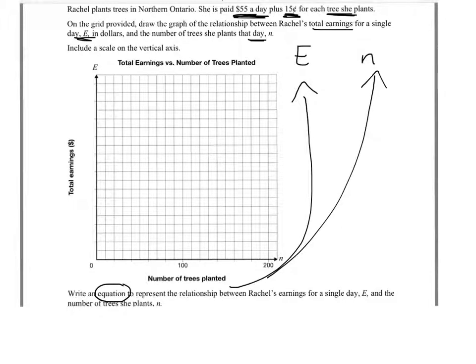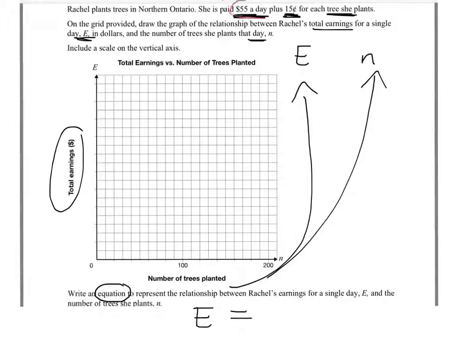So how would you show, okay, think about it. We're trying to figure out how much money she earns. And it's on the y-axis already. Any variable that is on the y-axis is the dependent variable. Do you guys remember this stuff? The earnings depends on the number of trees she plants. She makes more money as she plants more trees, right? Make sense? So what is earnings equal to?